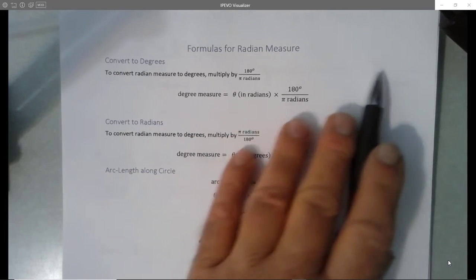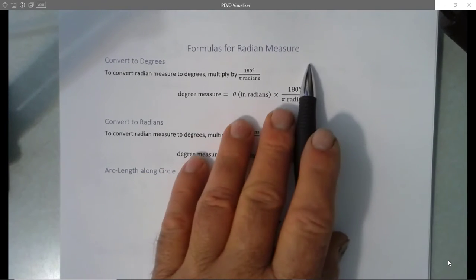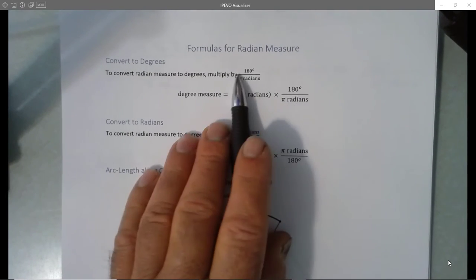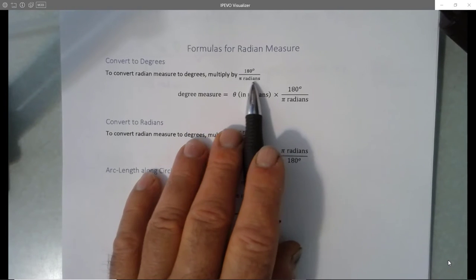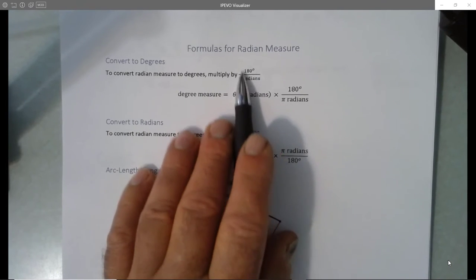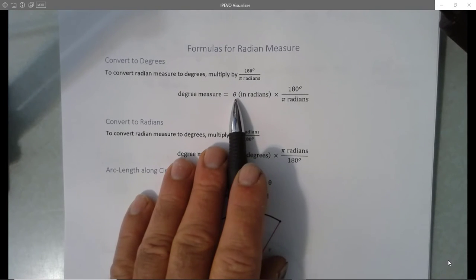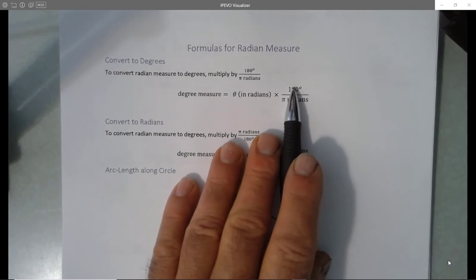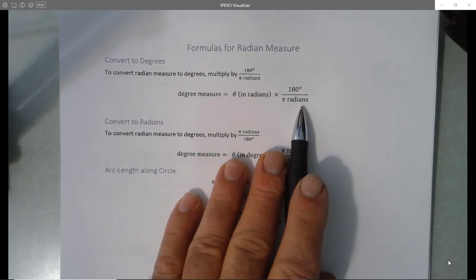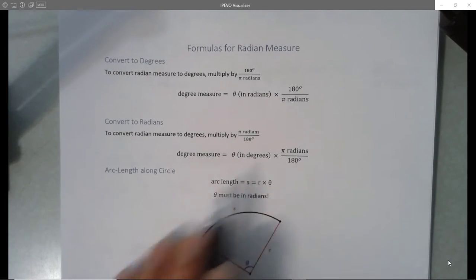If you think about it, all the way around the circle is 2 pi, halfway is either 180 or pi. So 180 degrees and pi radians are the same thing. This is a form of 1. So we take our angle in radians, multiply it by 180 degrees over pi radians. The radians cancel out and we're left with degrees.